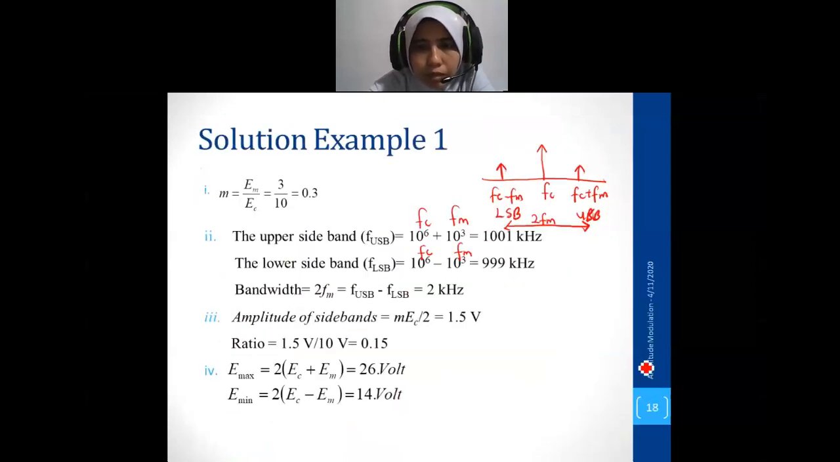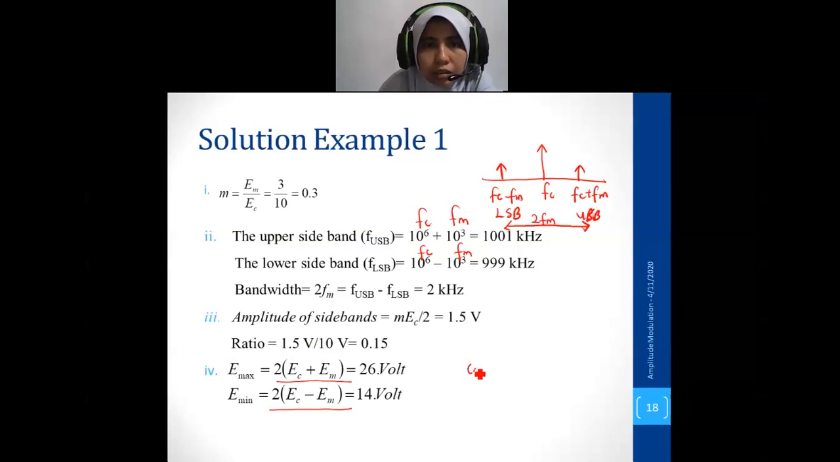Okay, so maximum peak to peak is 2 multiply by EC plus EM. And for minimum, 2 multiply by EC minus EM. So you should get this. Plus EC is... EC is... what is it? 10. 2 times EM is 3. Okay, 15 and you get 26. And for this one, 2 times 10 minus 3. So you will get 14.